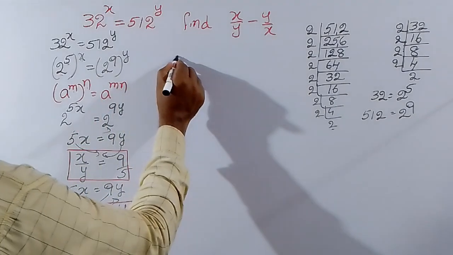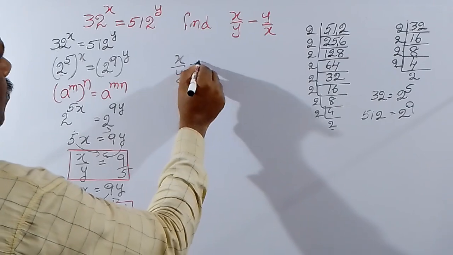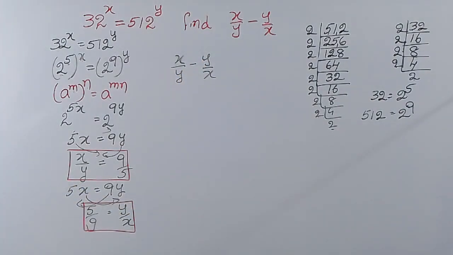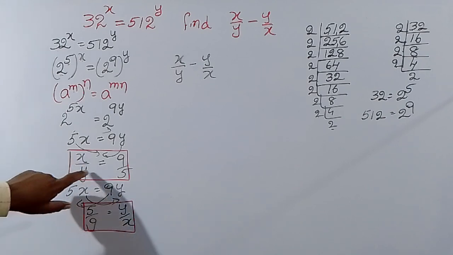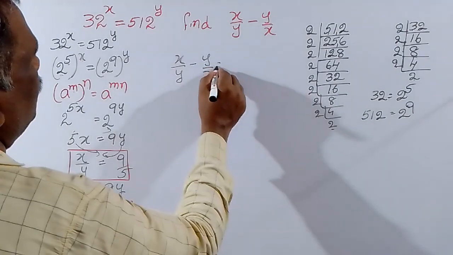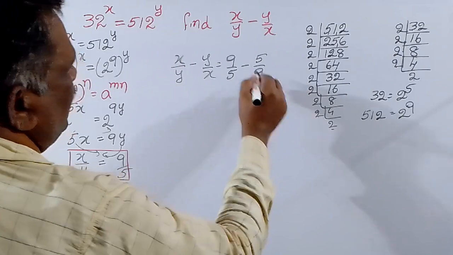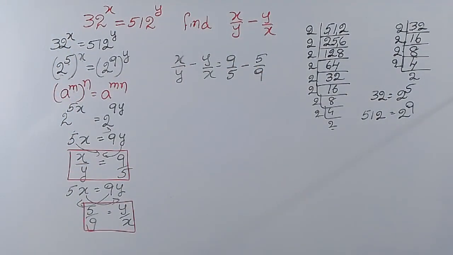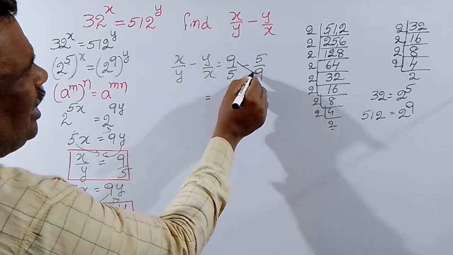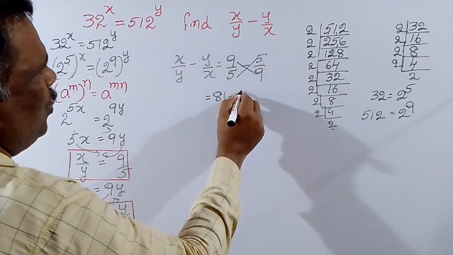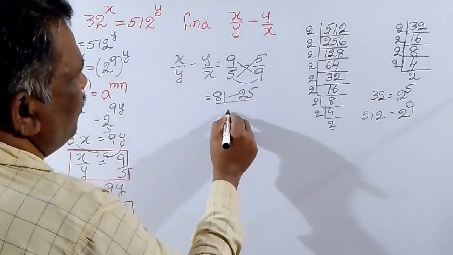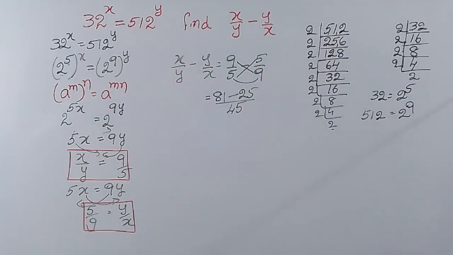Now our question is x by y minus y by x. What is x by y value? 9 by 5. So that is equal to 9 by 5 minus y by x value. What is the y by x value? 5 by 9. Now how to subtract those fractions? Fractions never subtract cheyali. So find the cross product: 9 nines are 81 minus 5 fives are 25, by 5 nines are 45. Okay, Andy? So 81 minus 25 by 45.